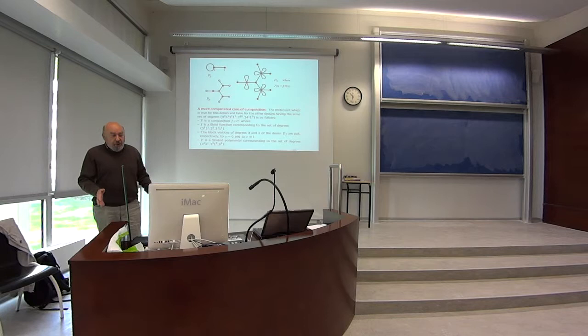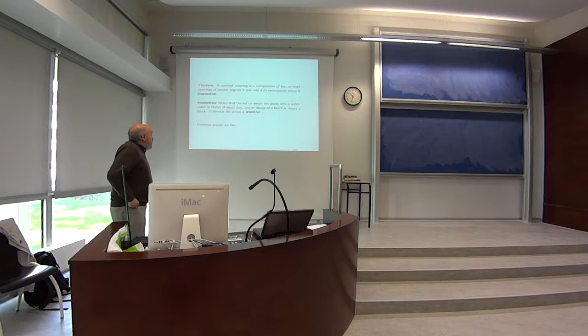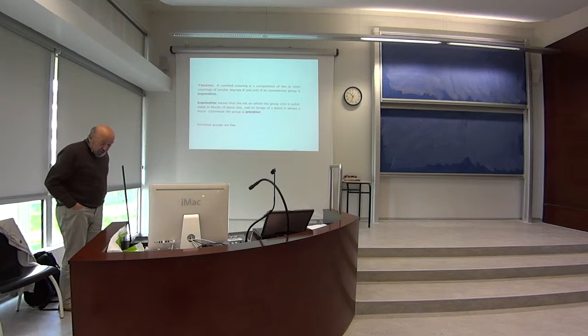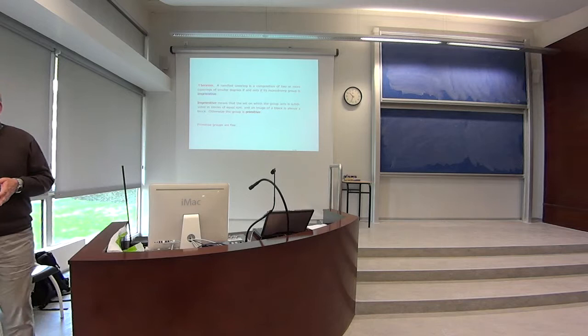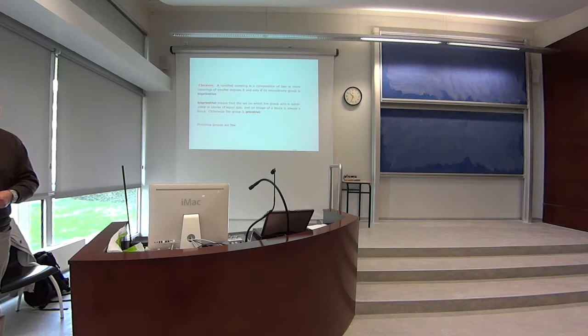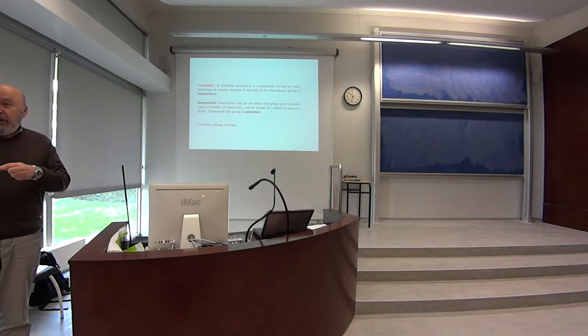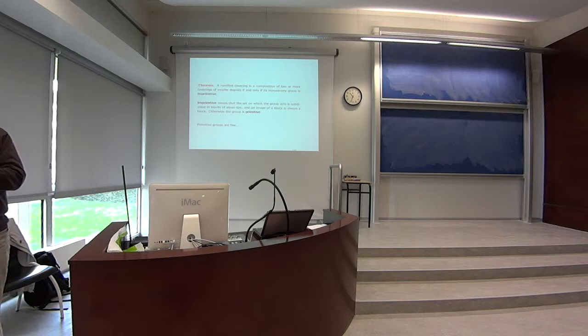Now, a ramified covering is a composition if and only if the monodromy group is imprimitive. Imprimitive means that the set of points on which the group acts can be subdivided in blocks of equal size, and the action of every permutation moves a block entirely to a block. So the group acts in the following manner: it permutes points inside blocks and permutes blocks themselves. Okay, so this is if and only if.